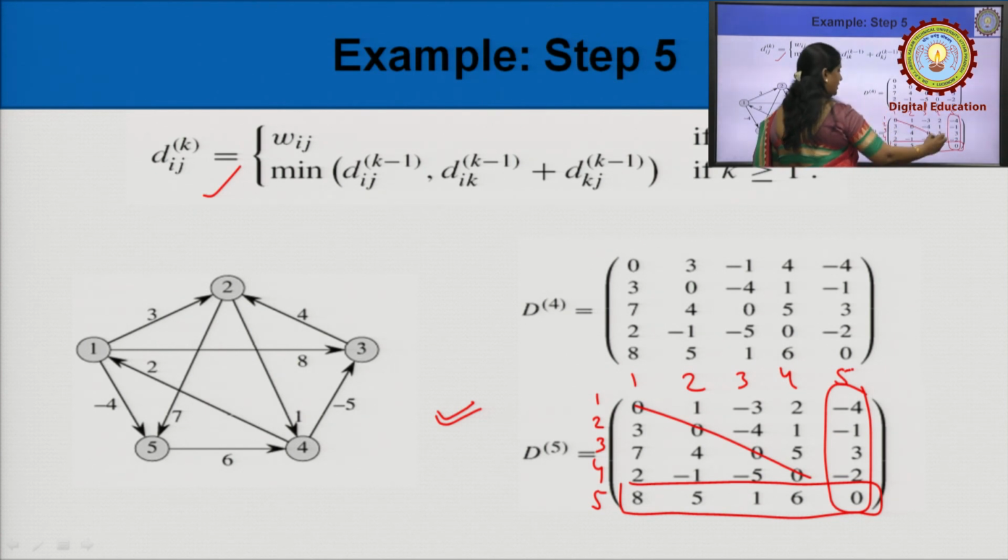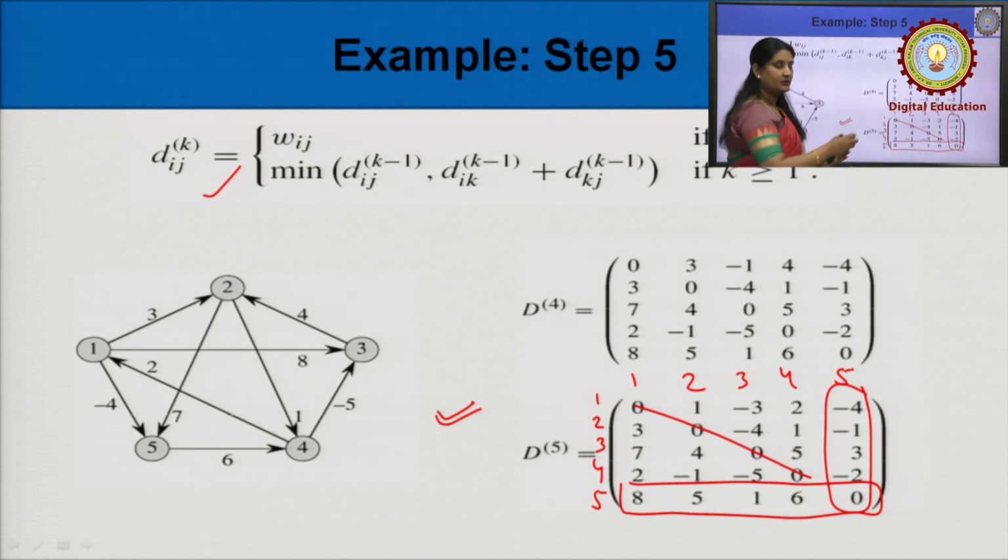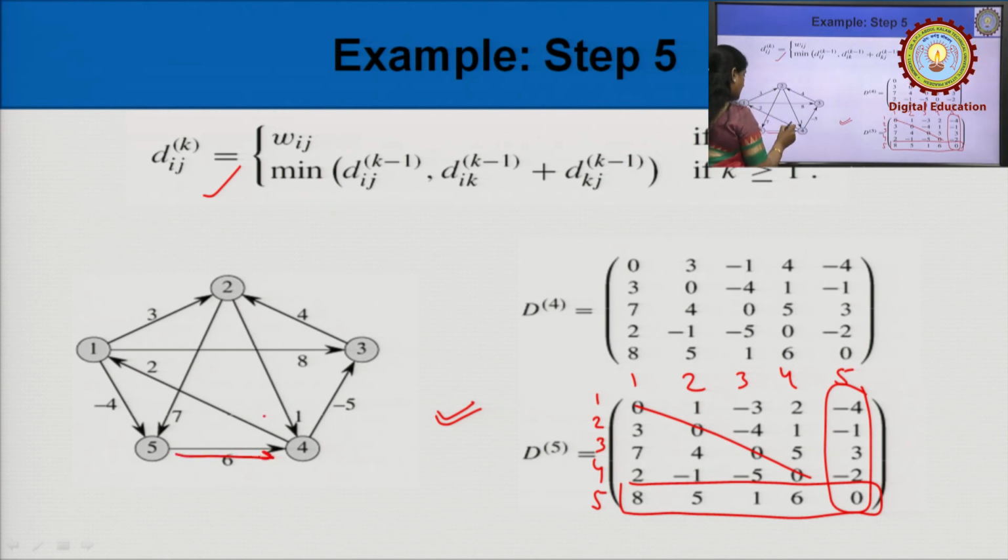This is the all pair shortest path from vertex 1 to vertices 2, 3, 4, 5, from 2 to 1, 3, 4, 5. Like, the shortest path from vertex 5 to 1 is 8, that is this and this, 6 plus 2 is 8. There is no other option to calculate the shortest path. This is the shortest path.